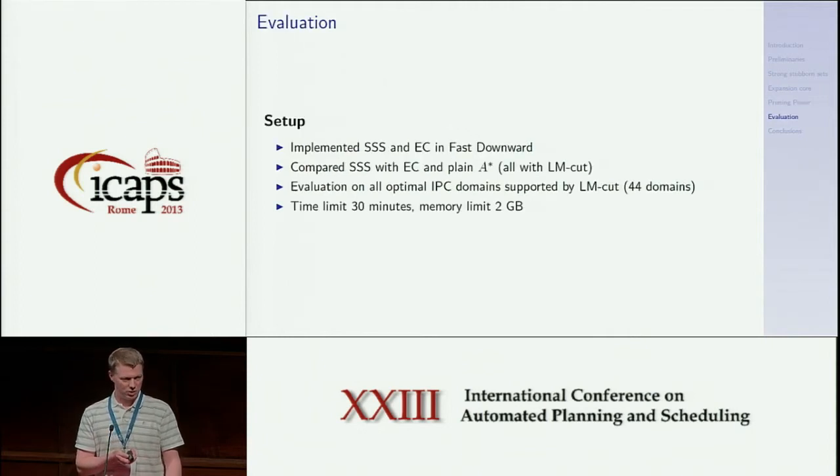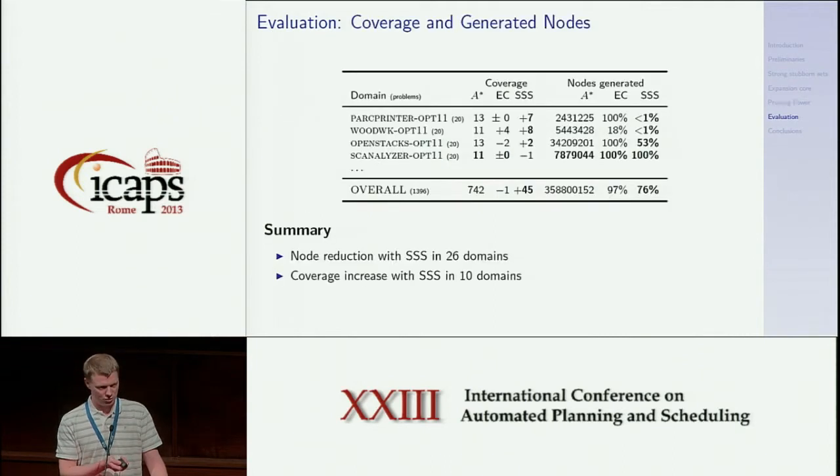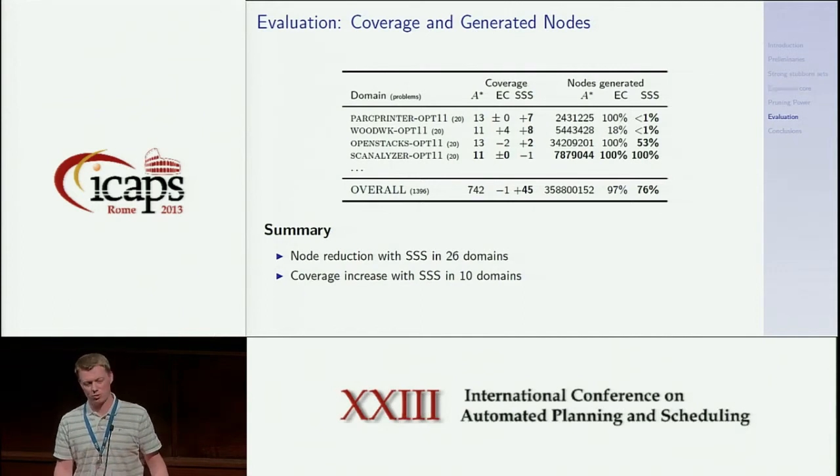Okay, so much for the theory. Now we also implemented it and compared it in Fast Downward on the IPC problems, on all optimal IPC problems that are supported by LMCut. And maybe I just switch to a summary of the results. So maybe we should have a look at the last line first. These are the overall numbers of solved instances with A star, with expansion core and with the strong stubborn sets method, all with LMCut.